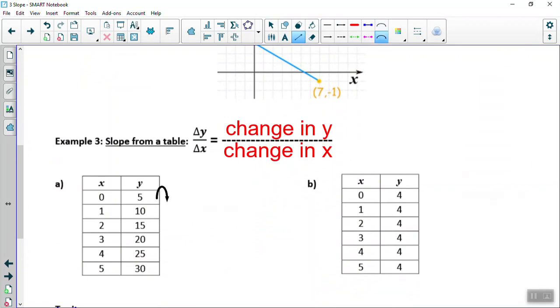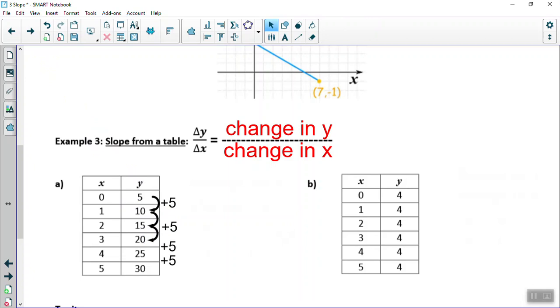So how do I get from 5 to 10? And I could do that again. How do I get from 10 to 15? And from 15 to 20. So each time I had to add 5. I added 5. Add 5. Add 5. Each time I had to add 5.